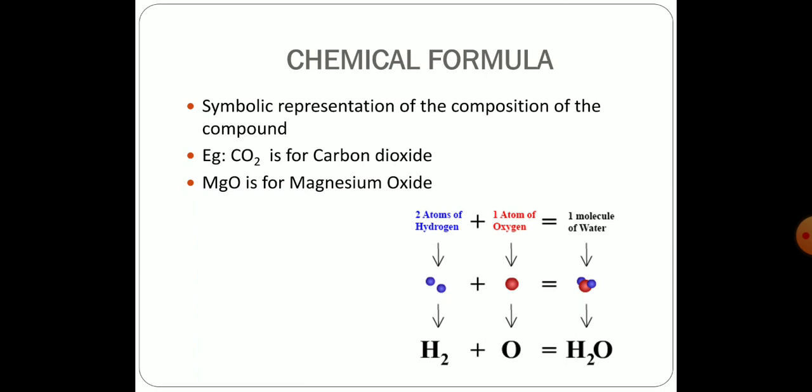See in the picture, I have shown in blue color two atoms of hydrogen, and the red color is the one atom of oxygen. They all combine to form a water molecule. So what is this water molecule? H2O. This is the chemical formula, H2O. The 2 is the number of atoms of hydrogen. So how many atoms are combined? We write that as a subscript. Subscript means one step below.